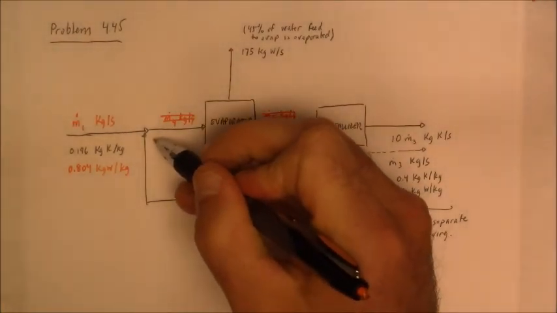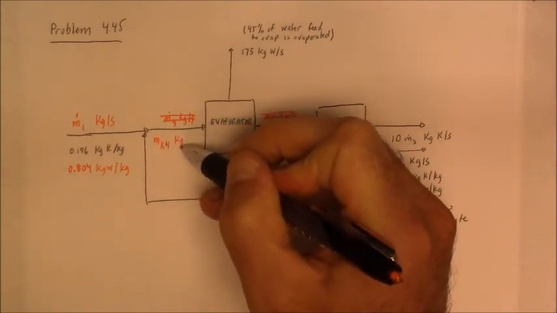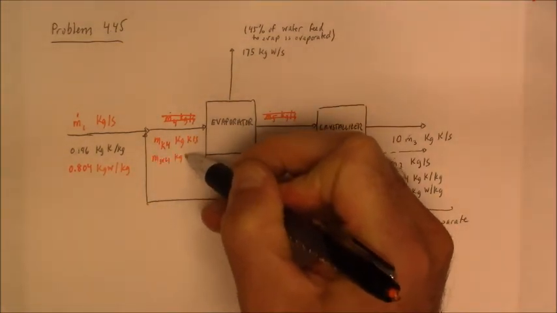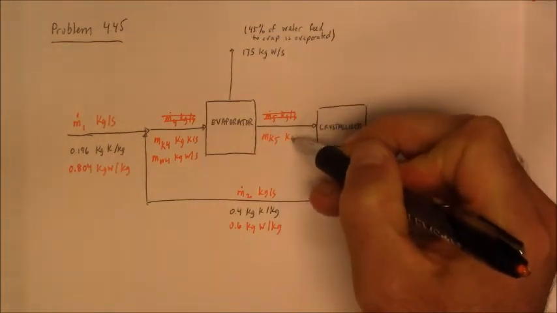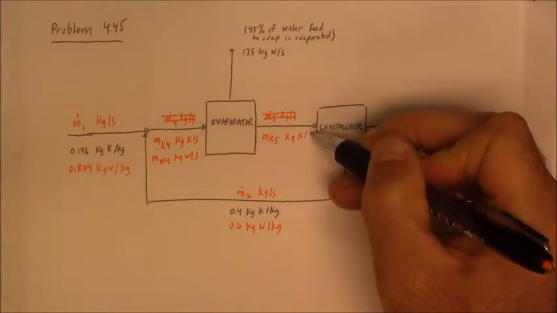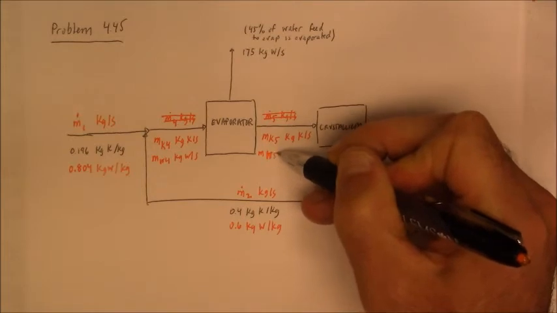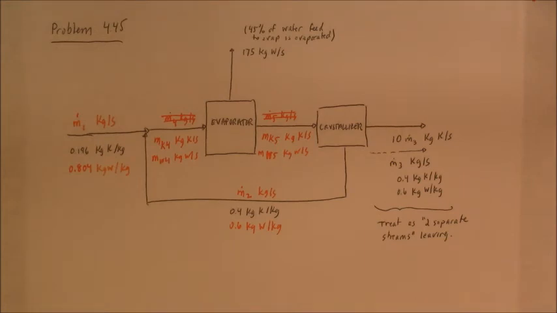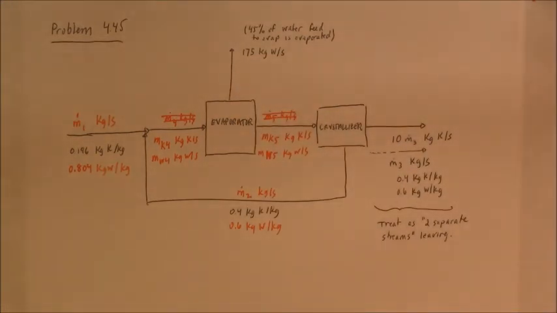So MK4 kg per second potassium sulfate, and MW4 kg water per second. Same here, MK5 kilograms K per second, MW5 kg W per second. So now this shows me the fully labeled drawing of the process. I have my variables, my units, my known information.